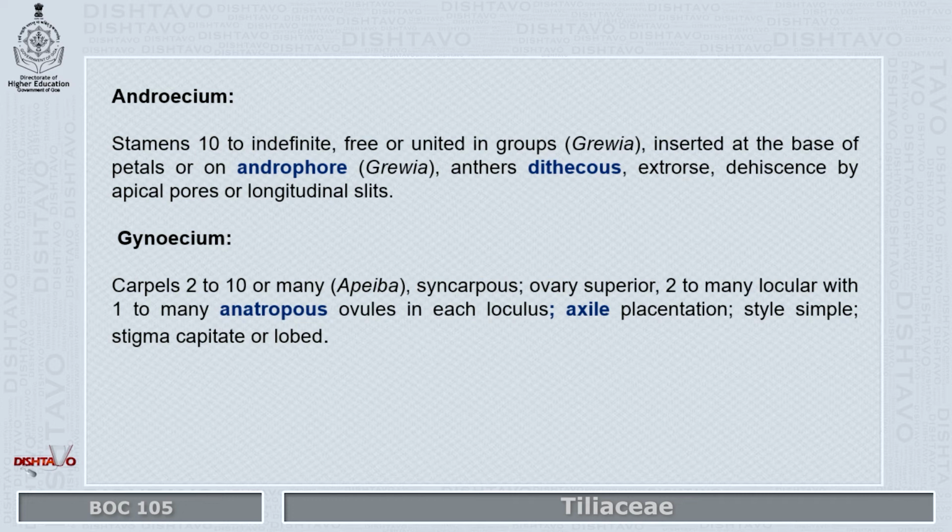Then the anther is dithecous. Dithecous means it is having two thecae, and it is extrorse. Extrorse means the anthers are dehiscing towards the outside of the flower. Then dehiscence is by apical pores or longitudinal slits.